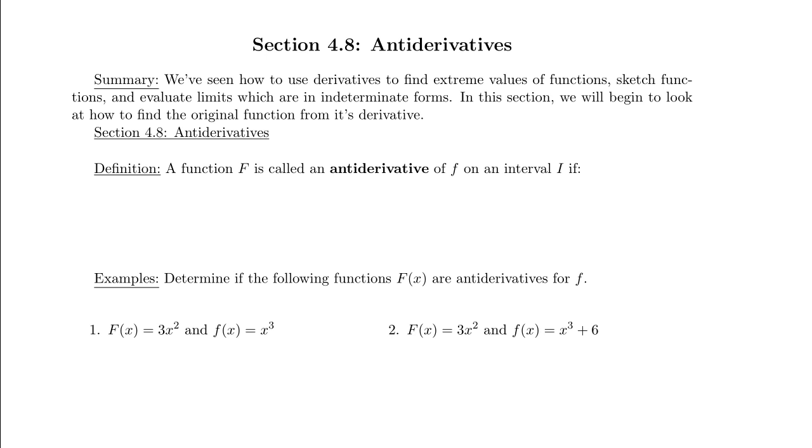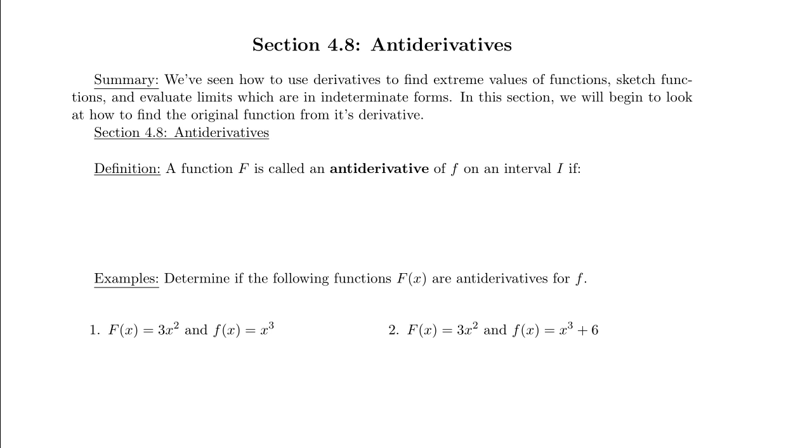In this section, we're going to begin to look at how to find the original function using its derivative. So we're going to be going backwards from differentiation. If you remember, when we go backwards from one function to another, that concept is talking about inverses or inverse functions. So this notion of an antiderivative is actually the inverse of a derivative, going backwards to the original function.